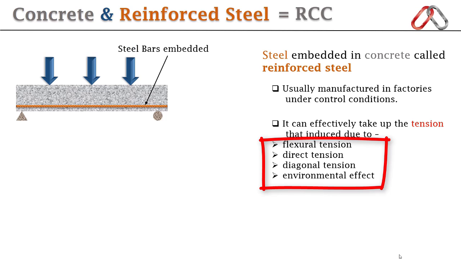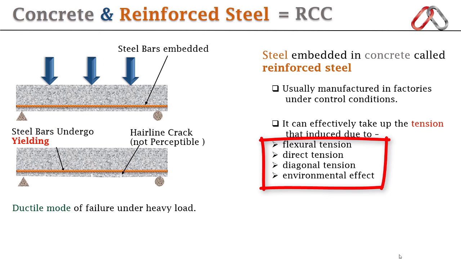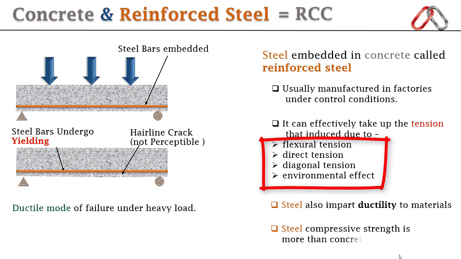If we apply a heavy load, compared to plain concrete where we applied a small load, cracks are very thin. They are not visible, and under heavy load, the steel bar undergoes yielding and the beam will fail in ductile mode. It simply means that steel also provides ductility to the material. And one more thing I would like to tell you, even though we use steel to provide tensile strength, its compressive strength is more than the compressive strength of concrete.